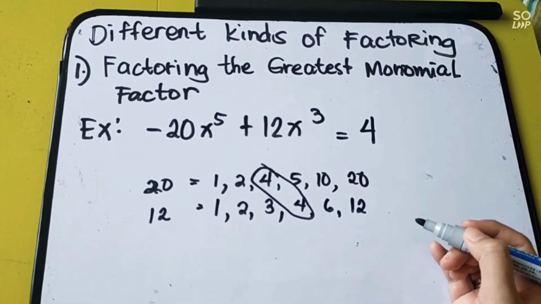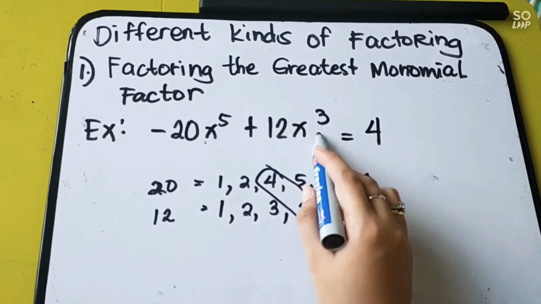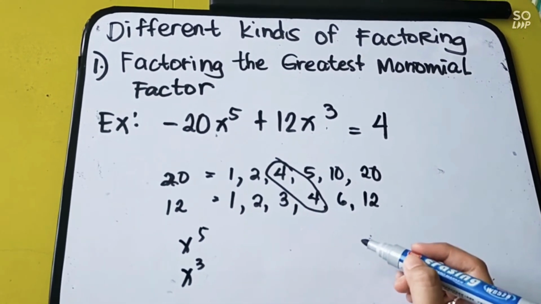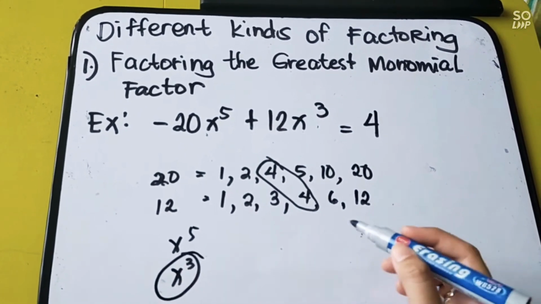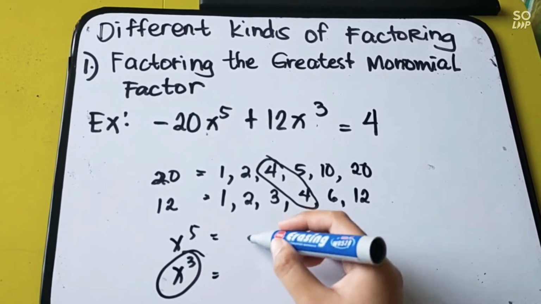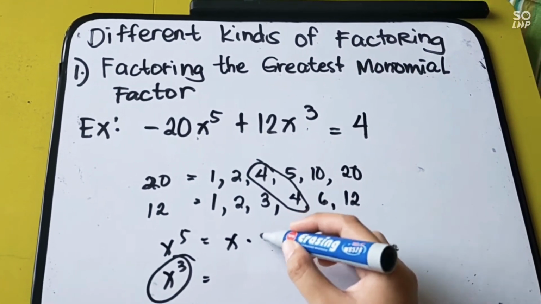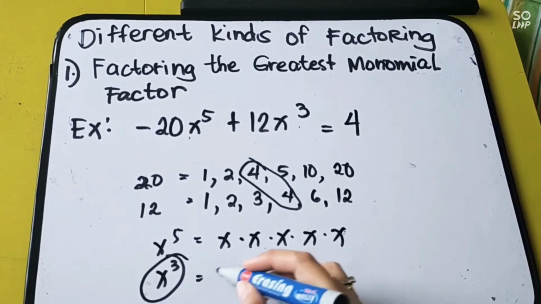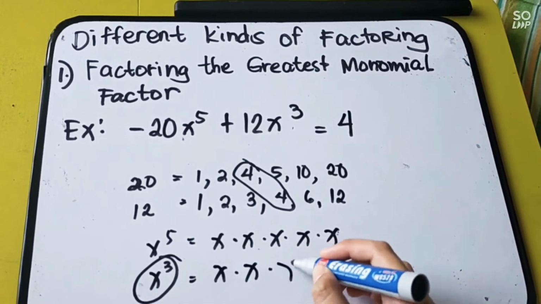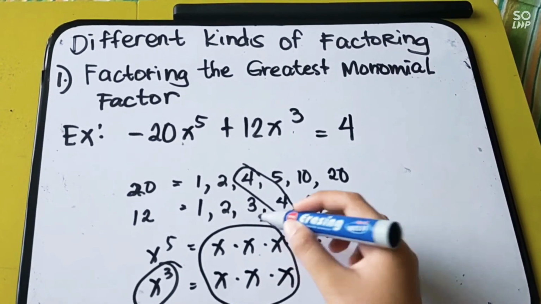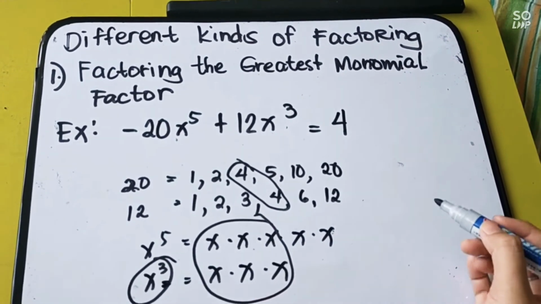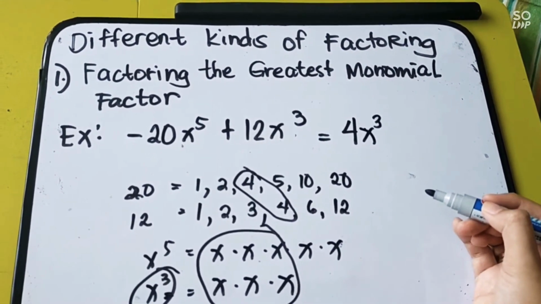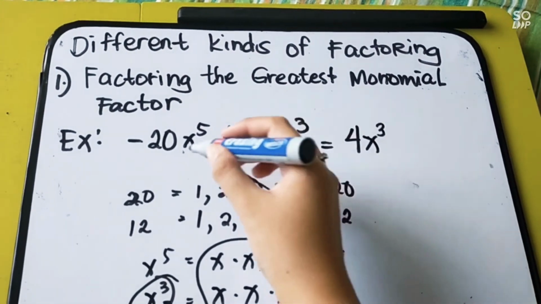Next, let us have the variable. x cubed, x raised to 5, and x cubed. So, just choose the lower one again. So, that is x cubed. Why is that? Look at x raised to 5. x raised to 5 means x times x times x times x times x. So, we have 5 x's here. Here, x times x times x. So, these are the common. Three x's. So, that is x cubed. Okay? So, we write here x cubed. That's the common or the greatest monomial factor of this one.